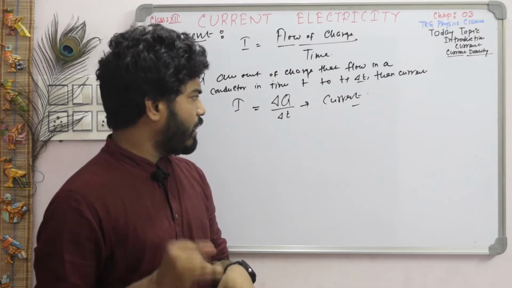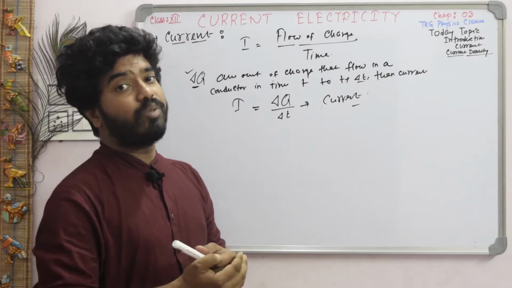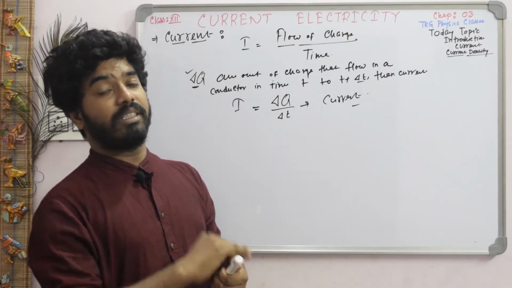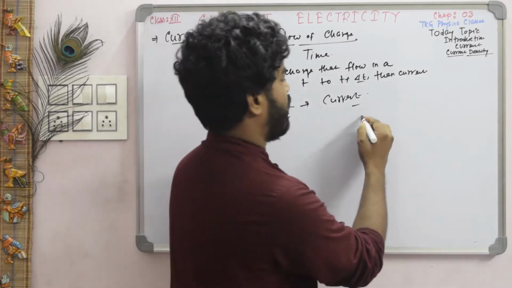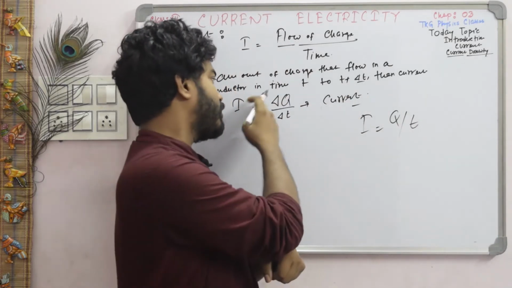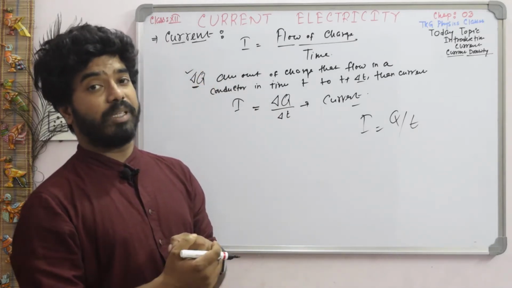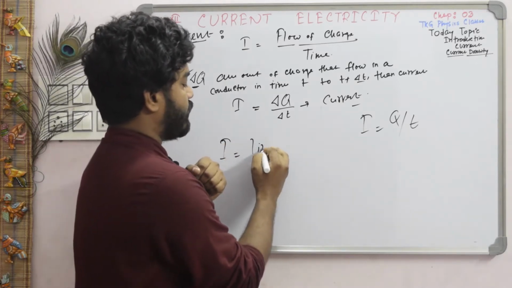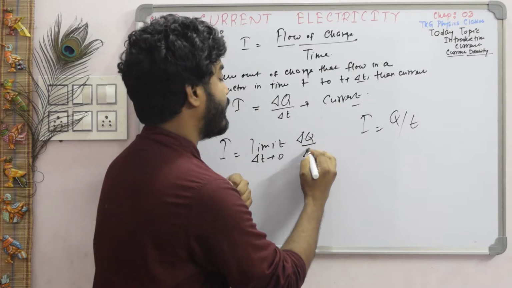Now if the charge flow is steady, that means the flow of charge is independent of time, constant, fixed, in that condition we can write I is equal to q by t. You can write I equal to del q by del t, but if the charge flow varies with respect to time, in that condition we write I in this form: limit del t tends to 0 of del q by del t.